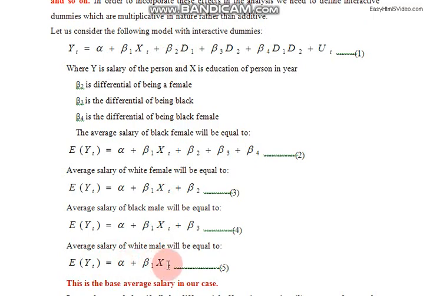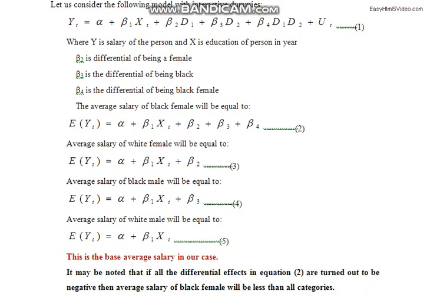And finally, this is our base model where the person is white and male. Beta 2 is equal to 0, beta 3 is equal to 0, and beta 4 is also equal to 0. So you have the basic model yt is equal to alpha plus beta 1 xt. This is your base model for a white male.